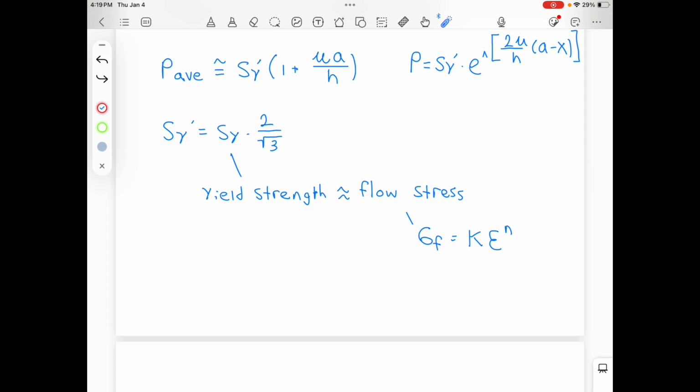So in this case, we can use an approximation for the plane strain yield strength as your yield strength times 2 over square root of 3. And the yield strength is approximately equal to the flow stress, which we were given. But if you weren't given it, you could calculate it using the strength coefficient, the strain, and the strain hardening exponent equation.